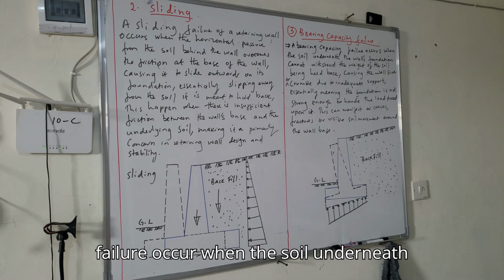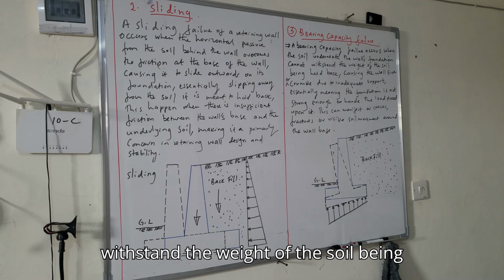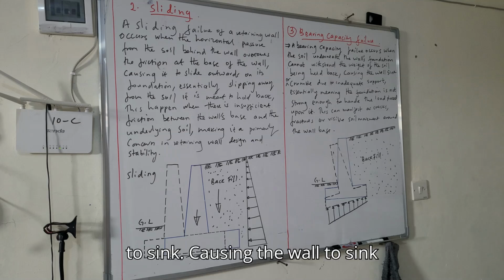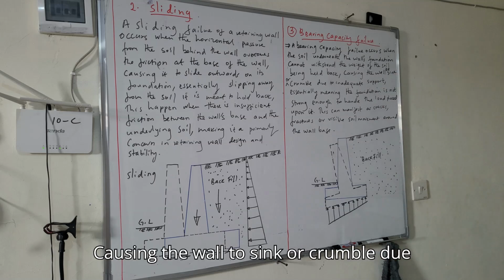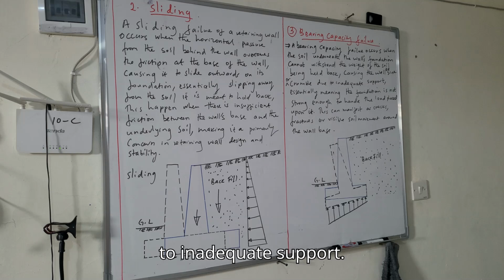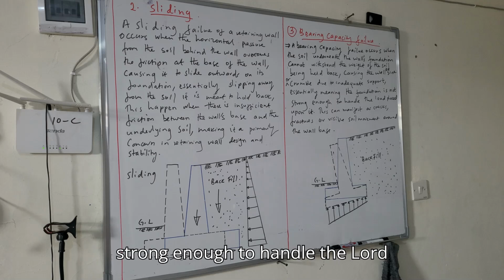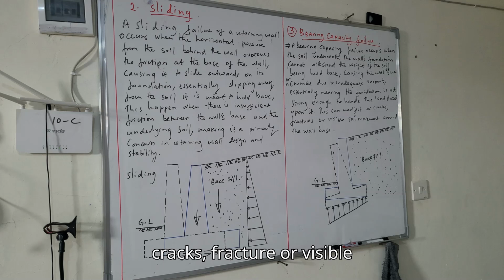So a bearing capacity failure occurs when the soil underneath the wall's foundation cannot withstand the weight of the soil being held back, causing the wall to sink or crumble due to inadequate support, essentially meaning the foundation is not strong enough to handle the load placed upon it. This can manifest as cracks, fracture, or visible soil movement around the wall base.